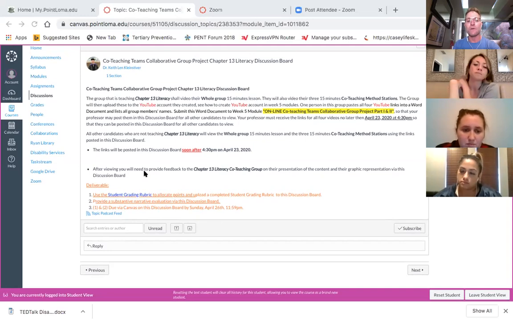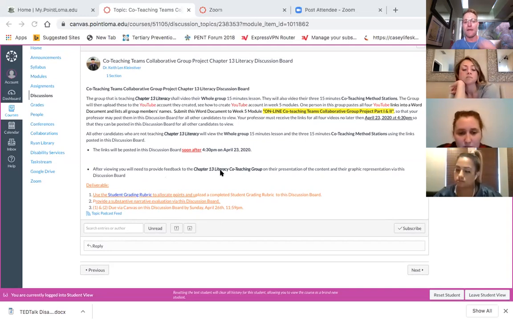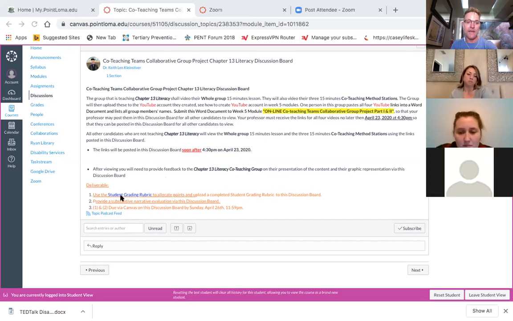Then you need to provide feedback to the chapter 13 teaching group on the presentation content and graphic representations via the discussion board here. And here are the deliverables, again restating it. There's a link here to the rubric that was shared earlier. Complete the grading rubric and upload it to this discussion board. Then you provide a substantive narrative evaluation via this discussion board. Items 1 and 2 are due by the 26th at close to midnight.